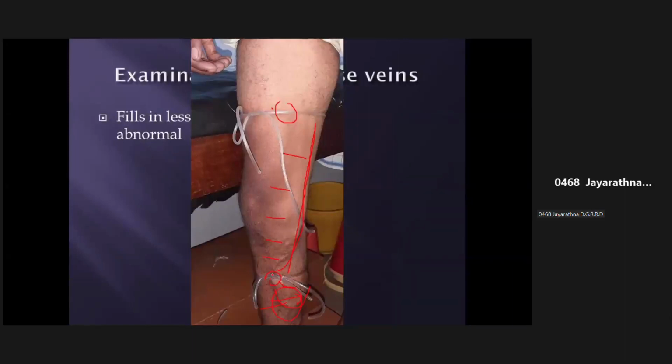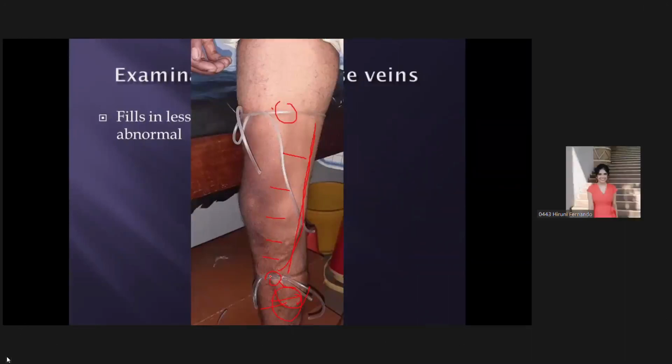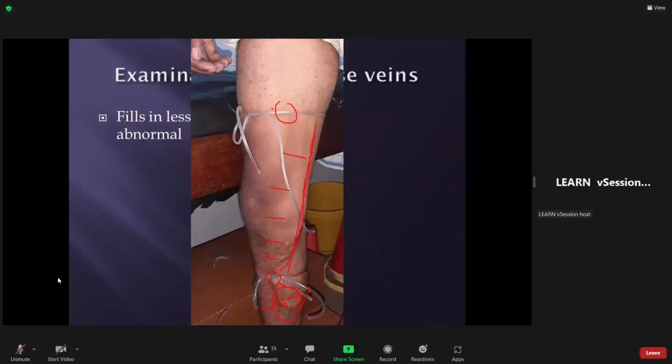Okay, now the patient is standing. Now in this patient, of course, removing the tourniquet will not provide any more information. What's the reason? Now, no point removing tourniquets in this patient. Why? Because the segments are already filled.